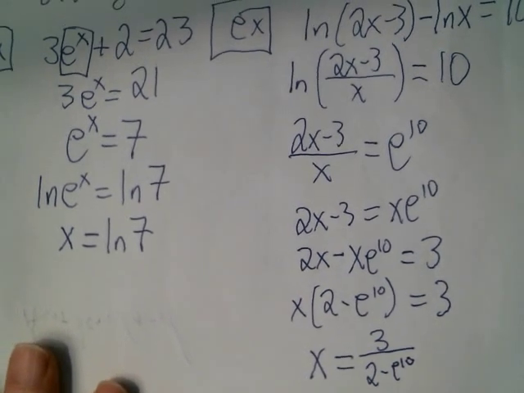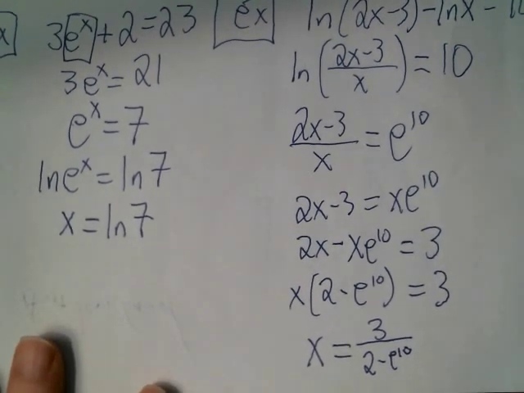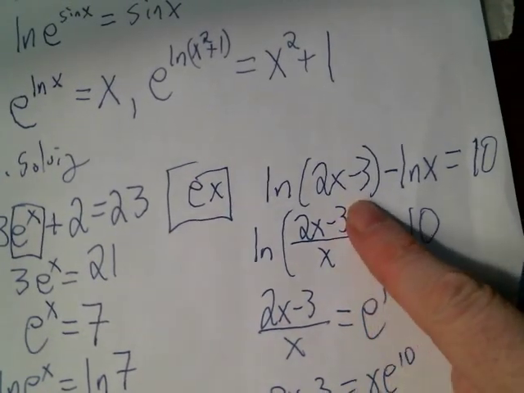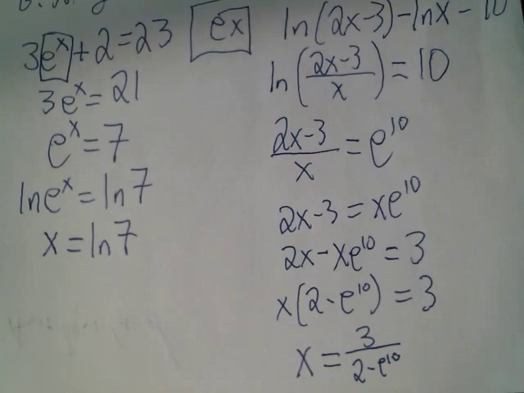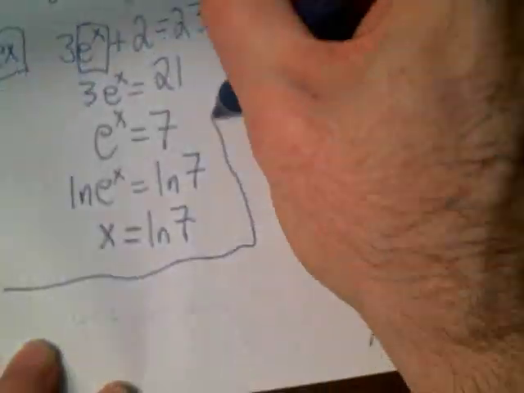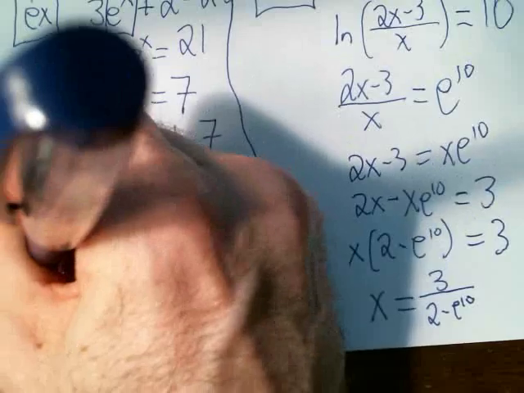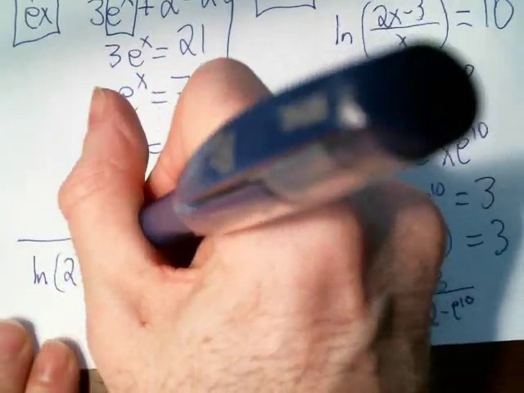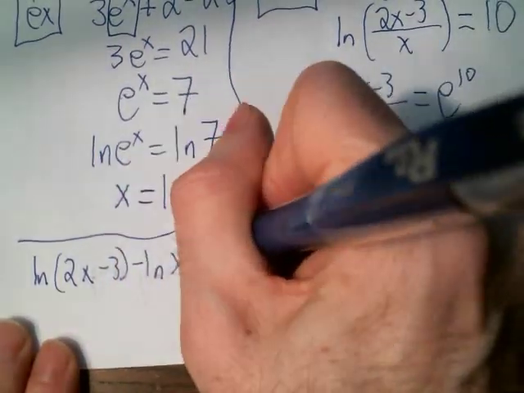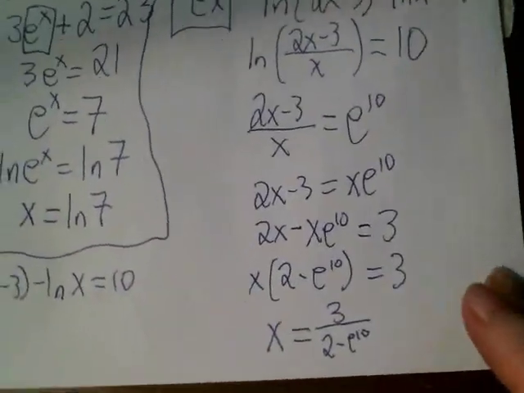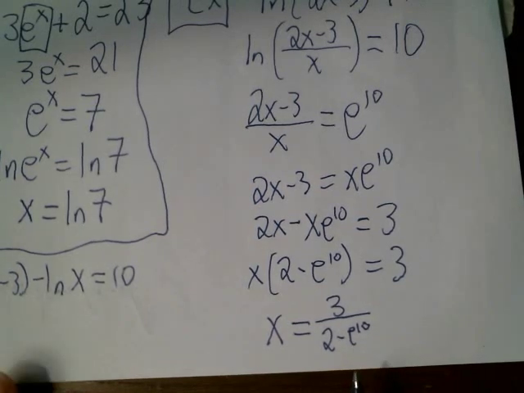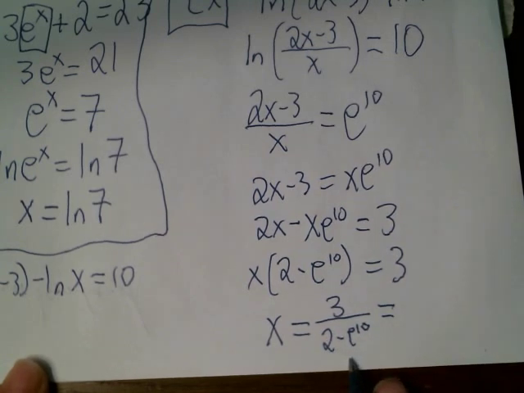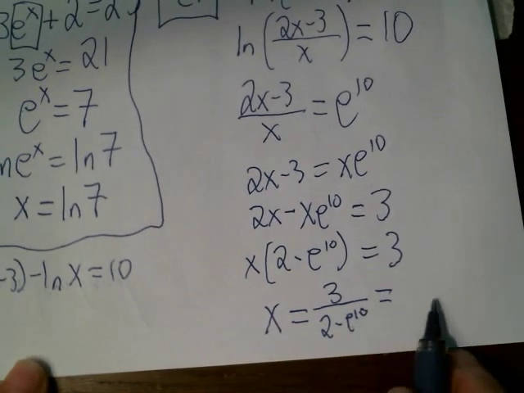The problem with these is, in general, you're going to have to plug them back into the original equation to see if they actually work. And so you would have to go over here and take a look at ln of 2 times this thing minus 3 minus ln of that thing equals 10. And just looking at this thing, you can kind of tell it's a negative value, right? You can see the 10 is really big, and 2 minus something really big will be negative, and then a positive over a negative will be negative.